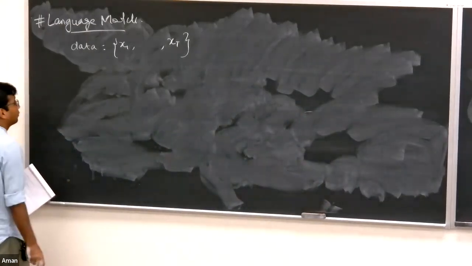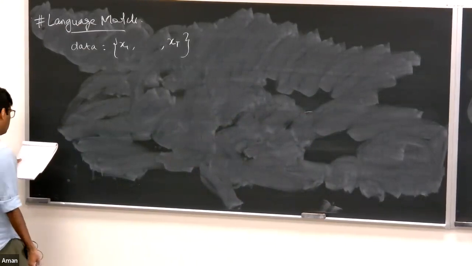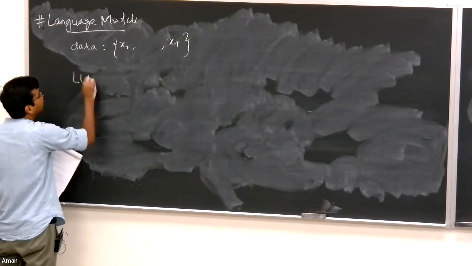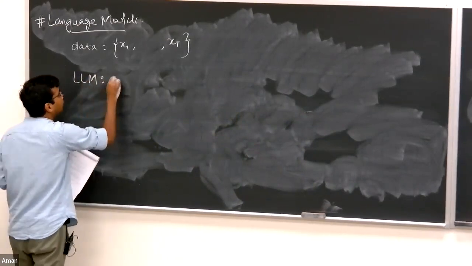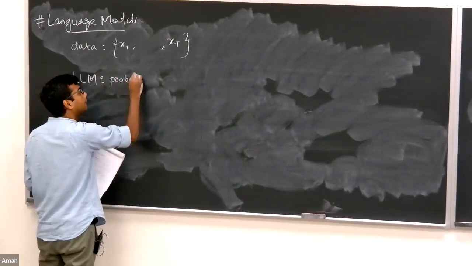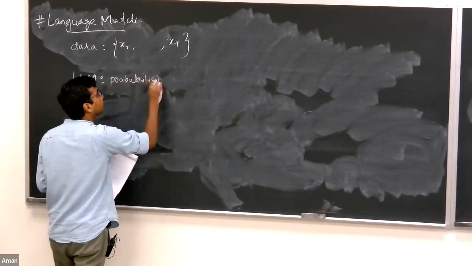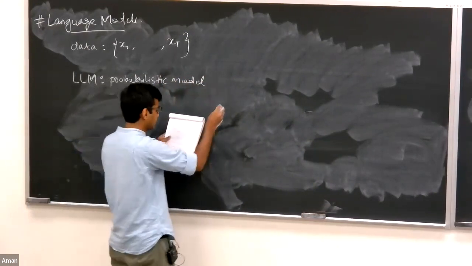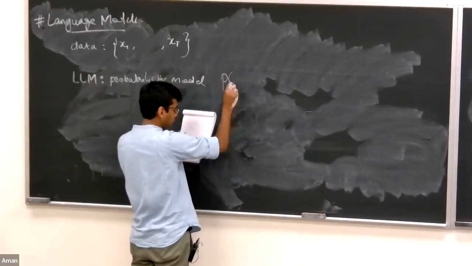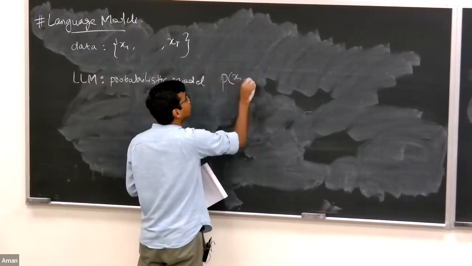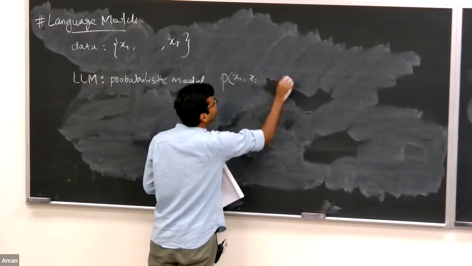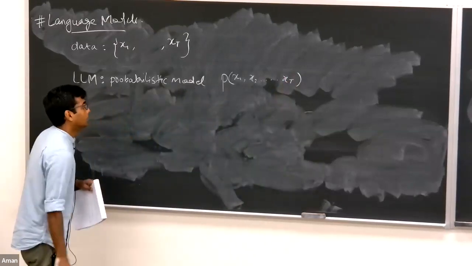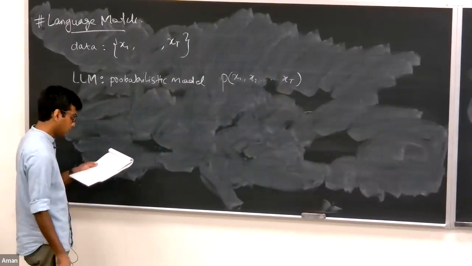So what is a language model? What do we want from a language model? A language model should be a probabilistic model which models this distribution, the joint distribution of all of these data points together, right? But this is very hard to model.